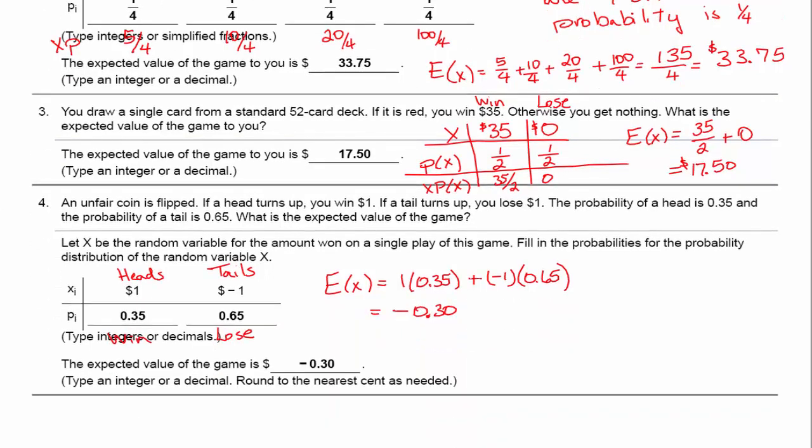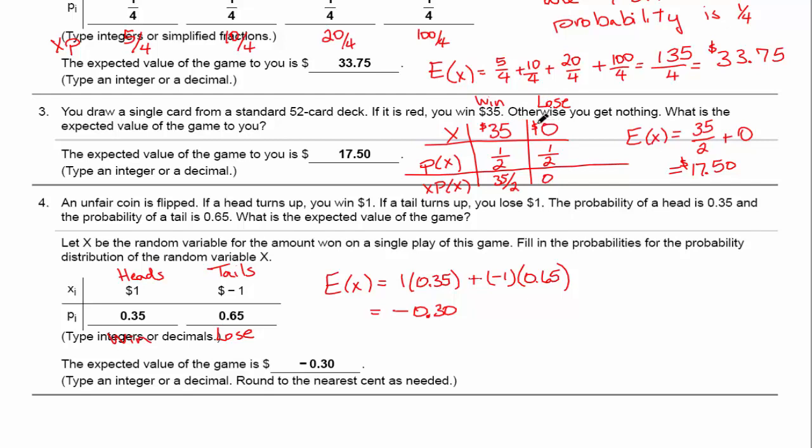All right, in question 3, we're going to pick a card from a deck, and if it's red, we're going to win $35. Otherwise, we lose. Okay, well, let's see. What's the expected value? Well, what can happen? What are my values for x? Well, I could win and I get $35. Doesn't cost me anything to play the game. I just win or lose. And if I lose, I get nothing.